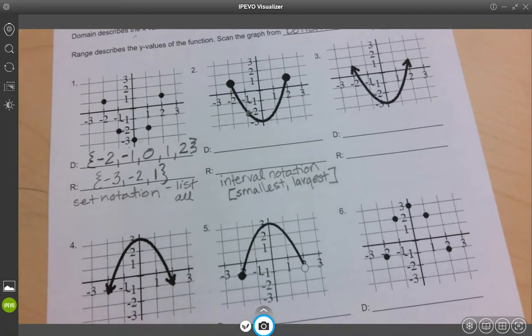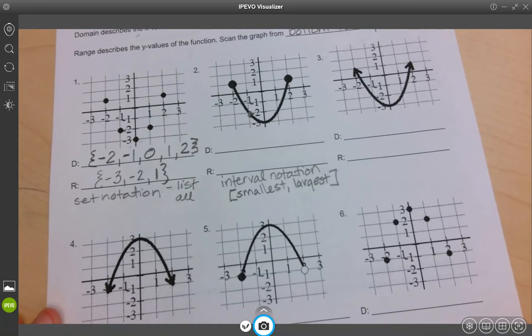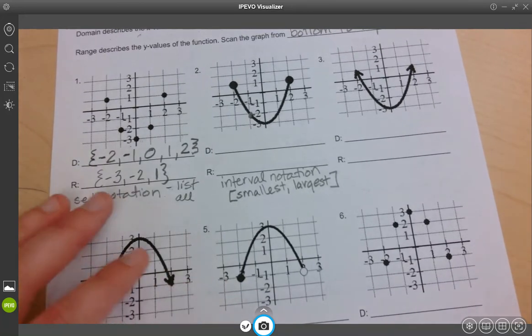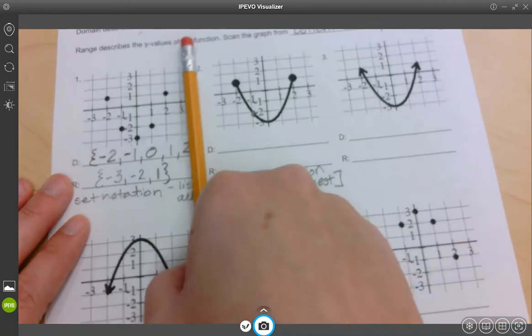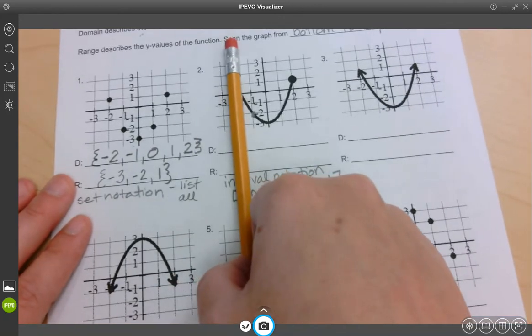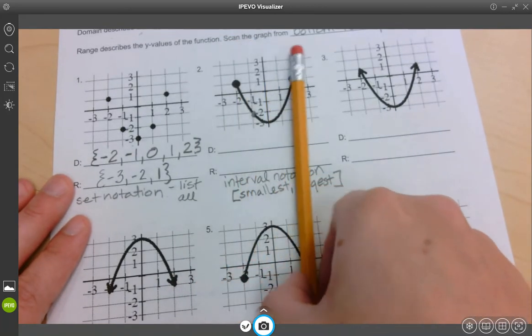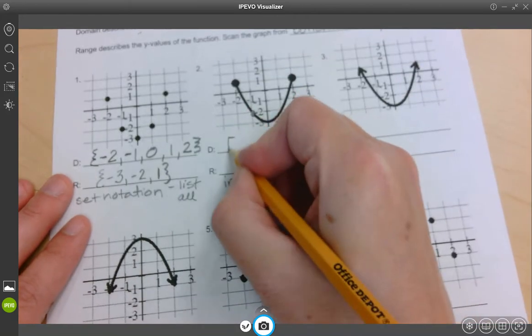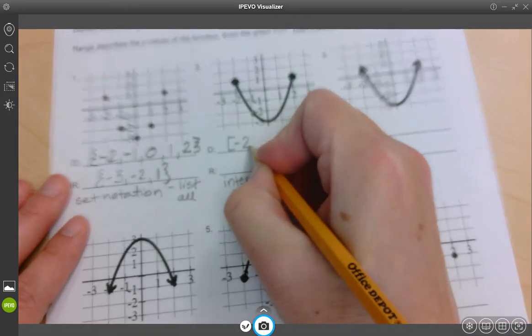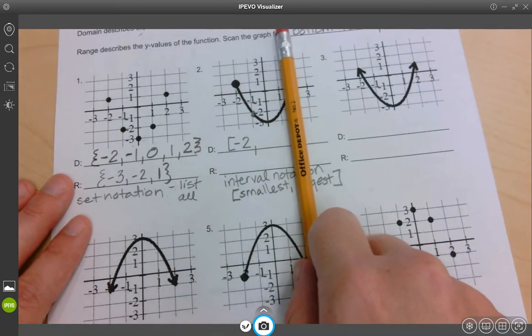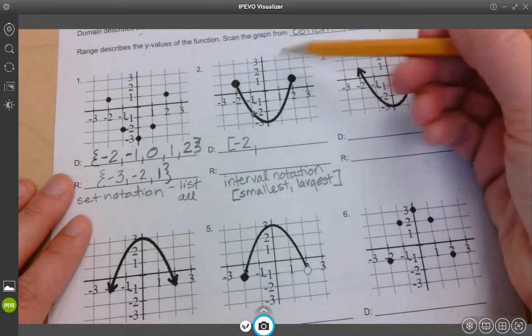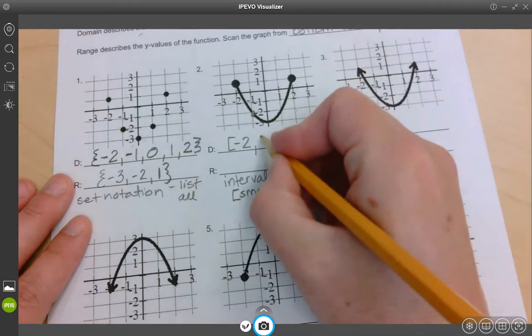Okay. So let's look at the domain. Remember, we're scanning it from the left to the right. What is the smallest x value as we start scanning it? What's the first one? -2. Yep. So my domain goes from -2. And then we keep going until we hit the largest x value, which is which number? 2. +2. Good.